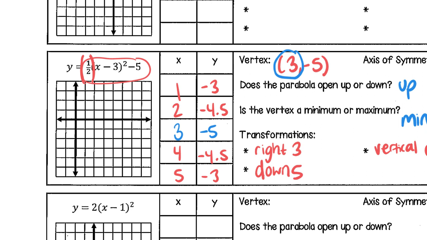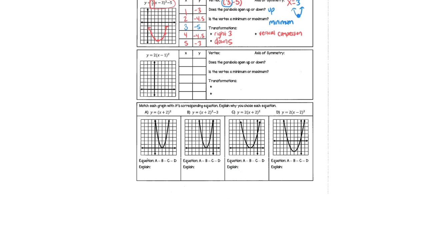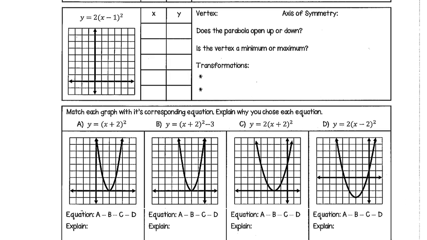But I'm also pretty much done with this. So we're going to go to 1, negative 3, and then 2, negative 4.5. 3, negative 5, 4, negative 4.5, and then 5, negative 3. So there is my parabola. Okay, so that's kind of the main point. This is just practicing all of the things that we learned this week.